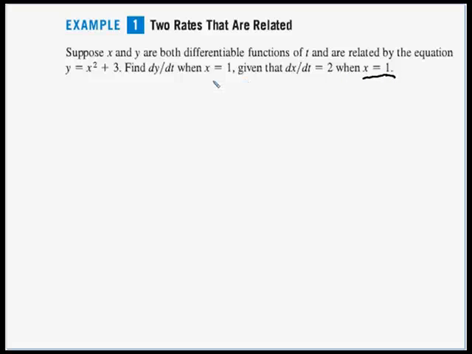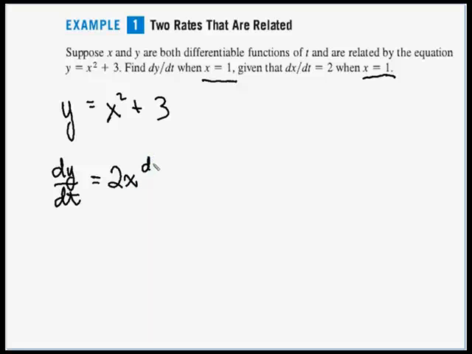So we're looking at sort of a snapshot in time. When x is equal to 1, what else is going on with the rest of the problem? So the first thing I'm going to do here is copy our equation, and then we are going to differentiate with respect to t. So differentiating the left side, the derivative of y is dy/dt. And that's equal to, here's our x squared, we differentiate that and get 2x. And since we are differentiating with respect to t, we have a dx/dt created with the chain rule. And the 3 differentiates to nothing. So here is our differentiated related rates equation.